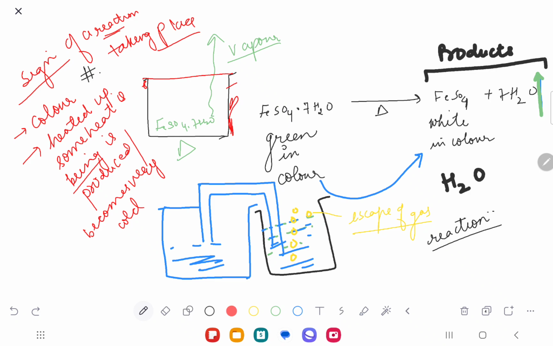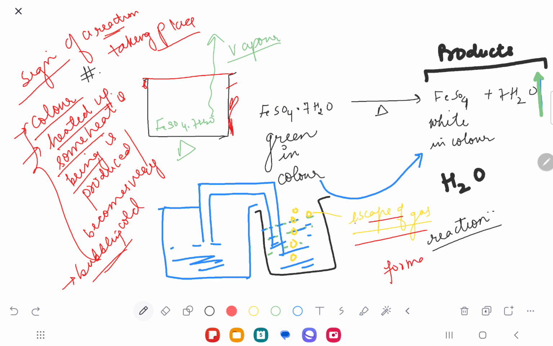Understood? So that's how the reaction takes place. So color change, I can see some heat being produced, some bubbling being produced, right? Bubbling means some gas is escaping out. Or what extra can you see? The formation of a precipitate. What do you mean by the formation of a precipitate?